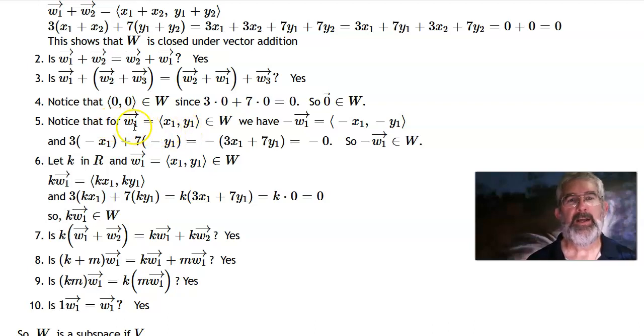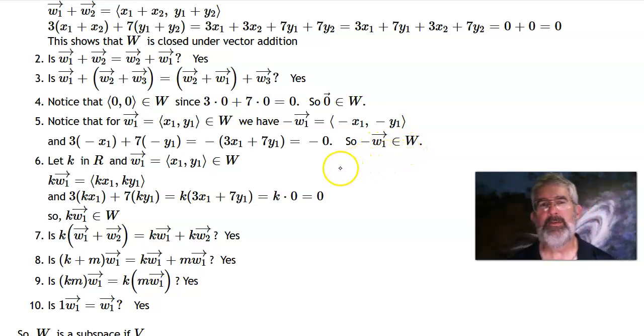Additive inverses. So if I have something in W, I notice that the additive inverse in V would just be, put negatives in front of the x and y coordinates. So then I check, is that thing in W? And sure enough, 3 times negative x1 plus 7 times negative y1 is going to be, factor the negative sign out, 3 times x1 plus 7 times y1. And if W1 was in W, which we said it was, then this adds up to be 0. And then negative 0 is equal to 0. And so the additive inverse of W1 is also in W. So yes, we have the additive inverses in there.